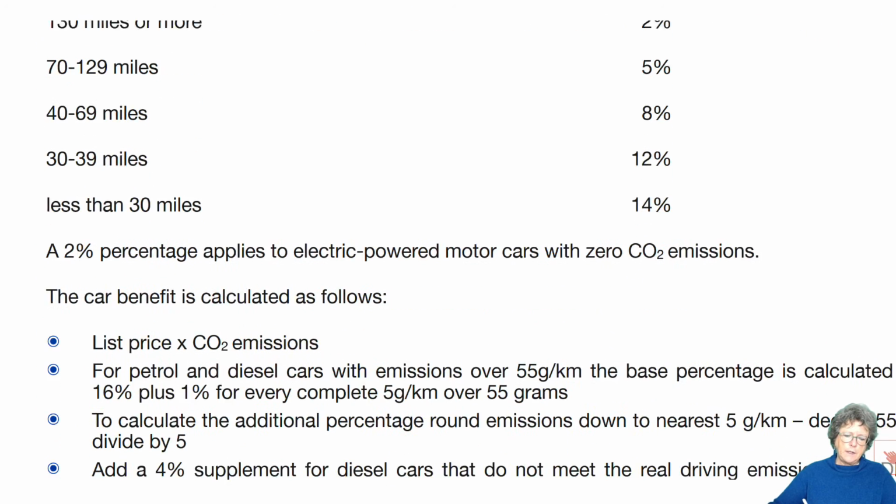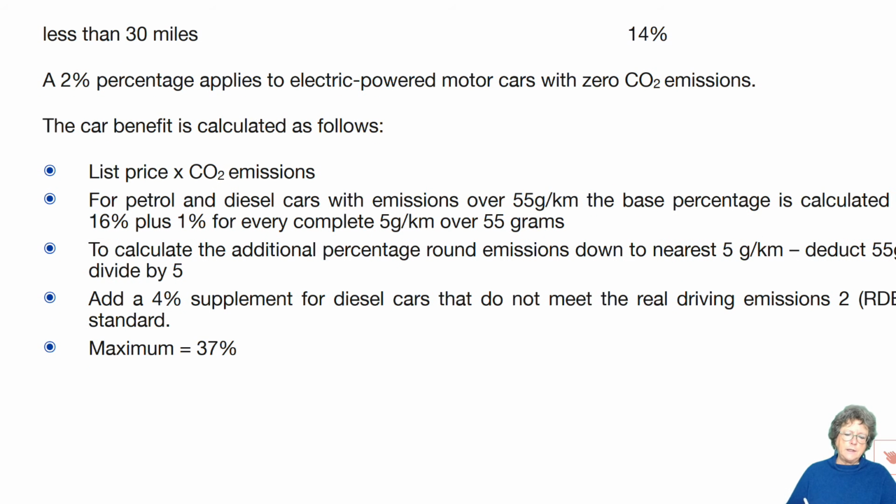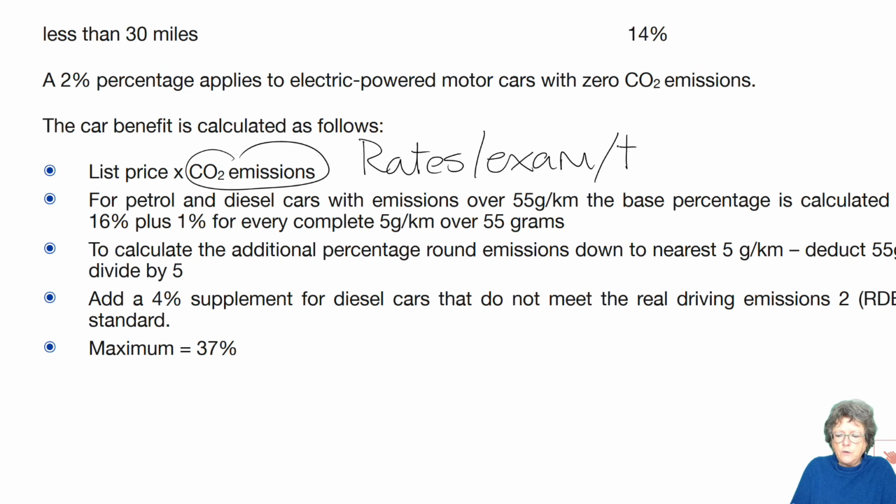Okay, so the car benefit is calculated list price less CO2 emissions. So that's the list price plus optional extras less any capital contributions, and then you've got the CO2 emissions. These are in the rates of your exam, and any test that you do, do not guess.